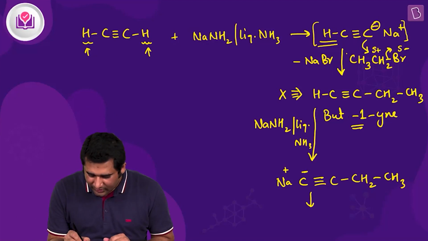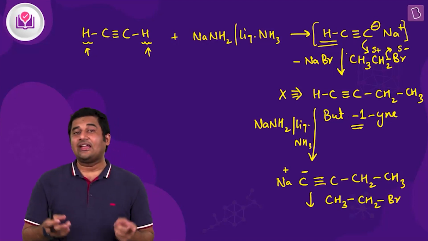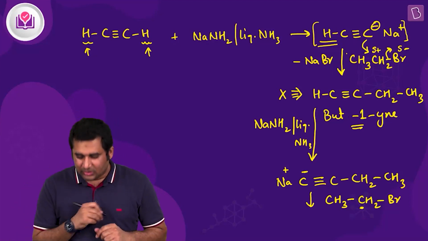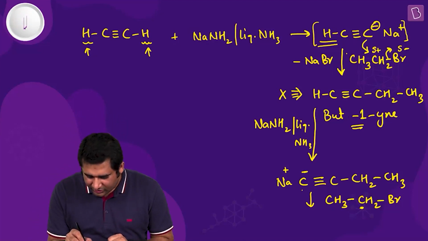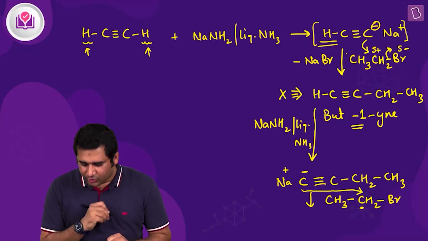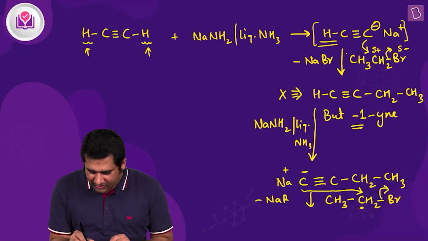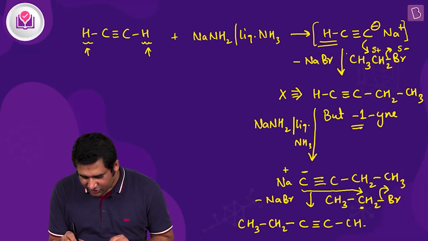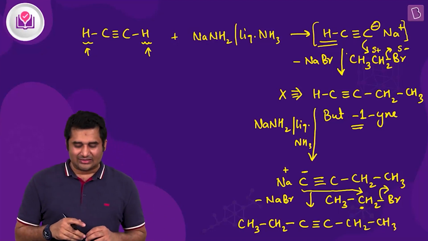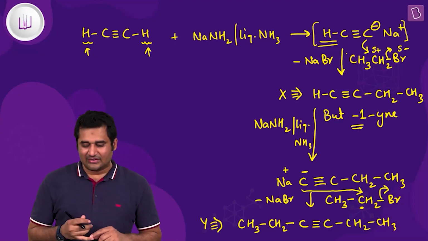And now upon reaction with ethyl bromide, CH3CH2Br, again the same type of attack takes place. This CH2 carbon contains the maximum intensity of delta positive charge. So this C⁻, which acts as a nucleophile, will attack this carbon, leading to removal of Br, and thus NaBr gets eliminated, and the final product that we get is CH3CH2-C≡C-CH2CH3. Clearly you can see this is nothing but hex-3-yne. So our Y is hex-3-yne, whereas our X is but-1-yne.